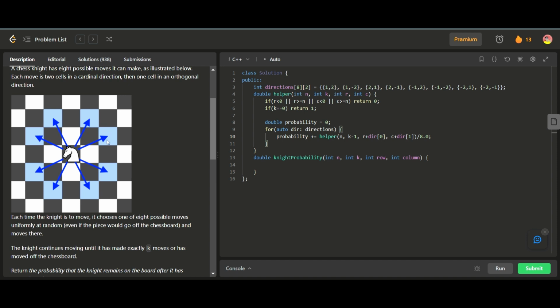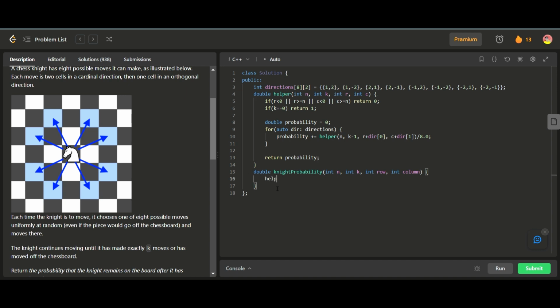Again here also 1 by 8, 1 by 8, all these get summed 8 times, and the overall probability also becomes 1, like for this position, and if k equal to 1. So that's why we are dividing by 8.0. Now what we will do is just return this probability. This is our answer.